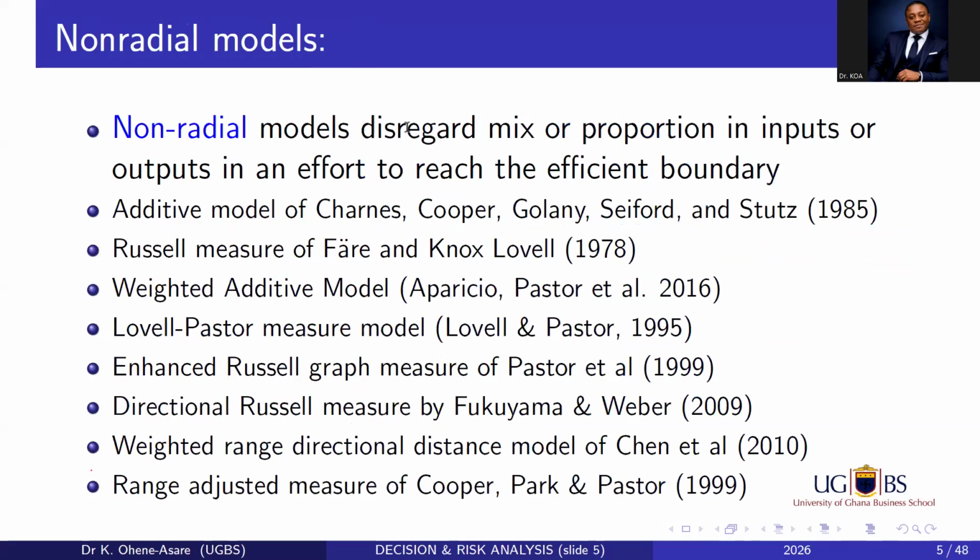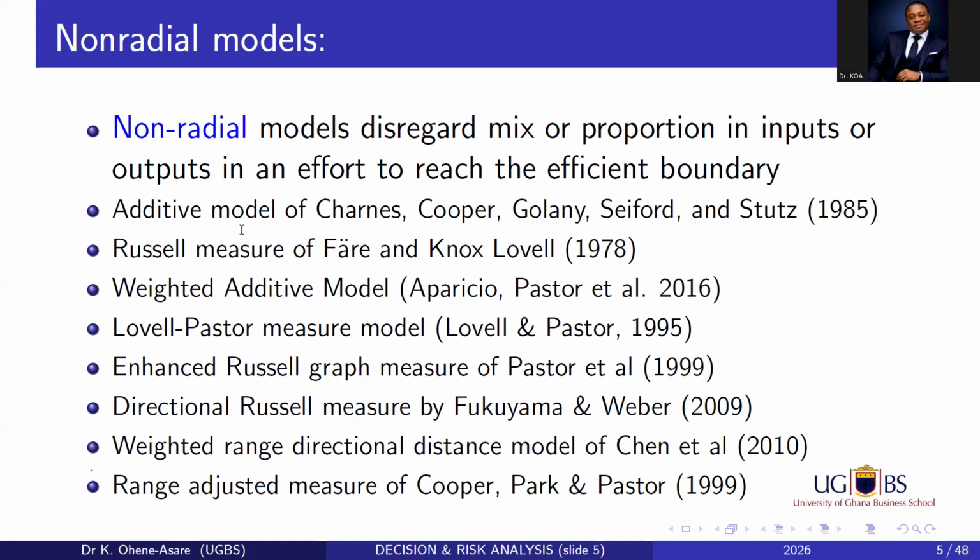So the radial models have been used for years, but the radial models have some disadvantages, as we come to. The non-radial models don't look at the proportions in the resources and the outcomes. They disregard the proportion, the mix, because they are all trying to reach the frontier, but the pathways to reaching the frontier are different. And we shall delve deeper into this.